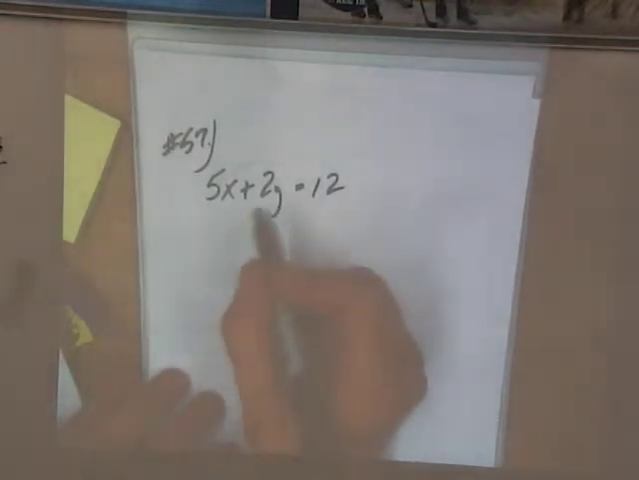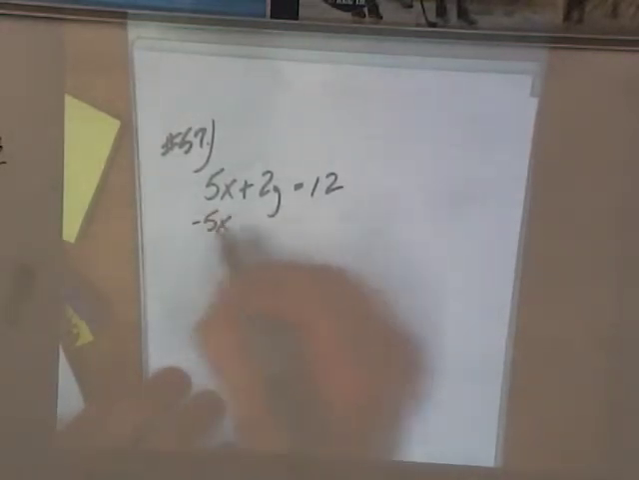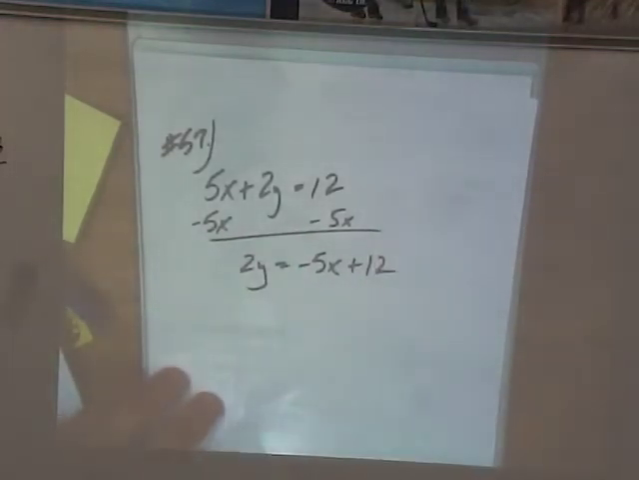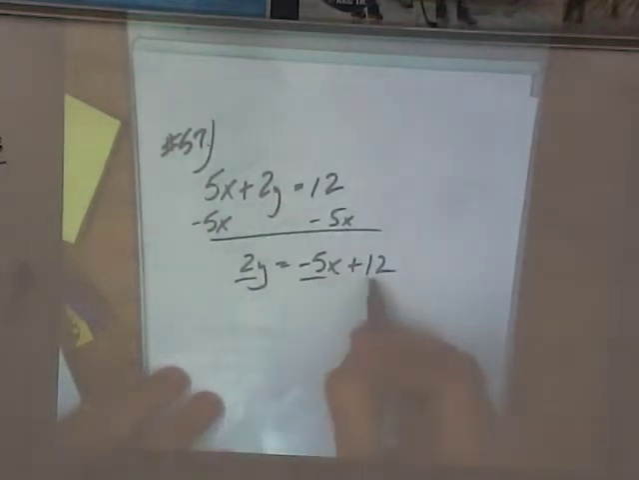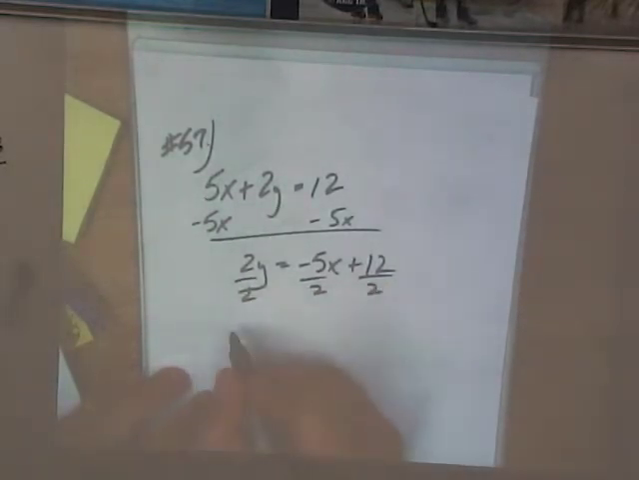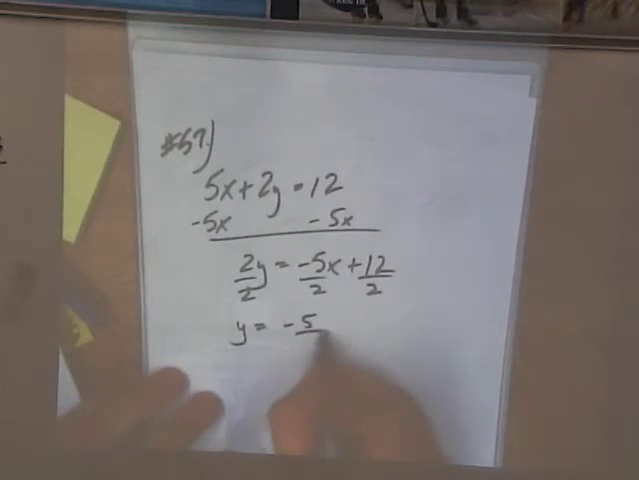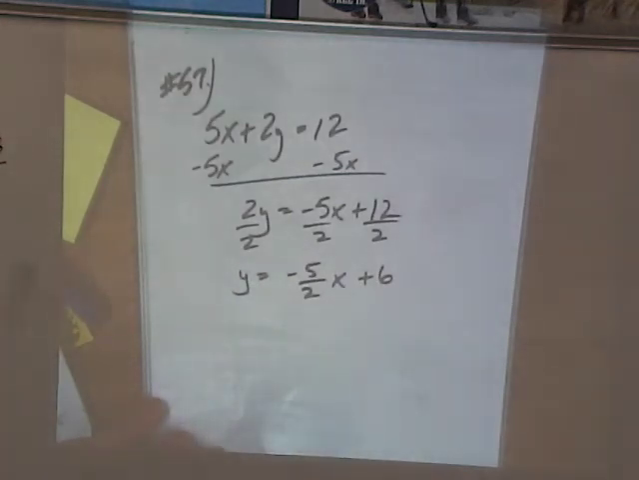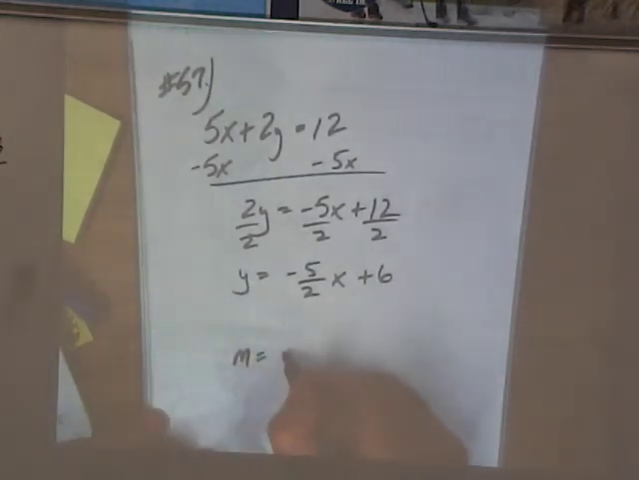So, let's find this one. Minus 5x, minus 5x. 2y is equal to negative 5x plus 12. And then divide everything by 2. So y is equal to negative 5 halves x plus 6. The slope of this line is negative 5 halves. So the slope we want, m, is equal to, it has to be the same, right?